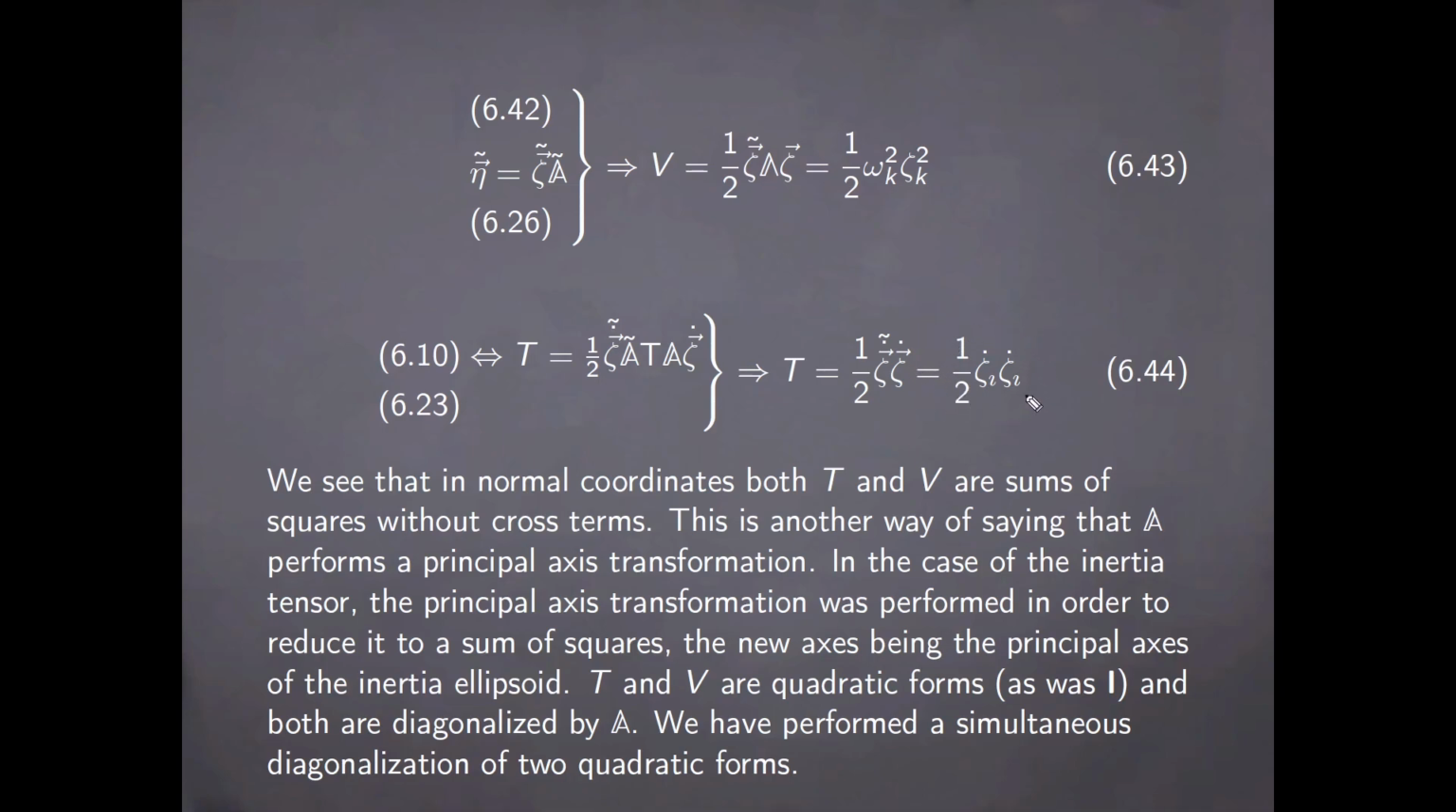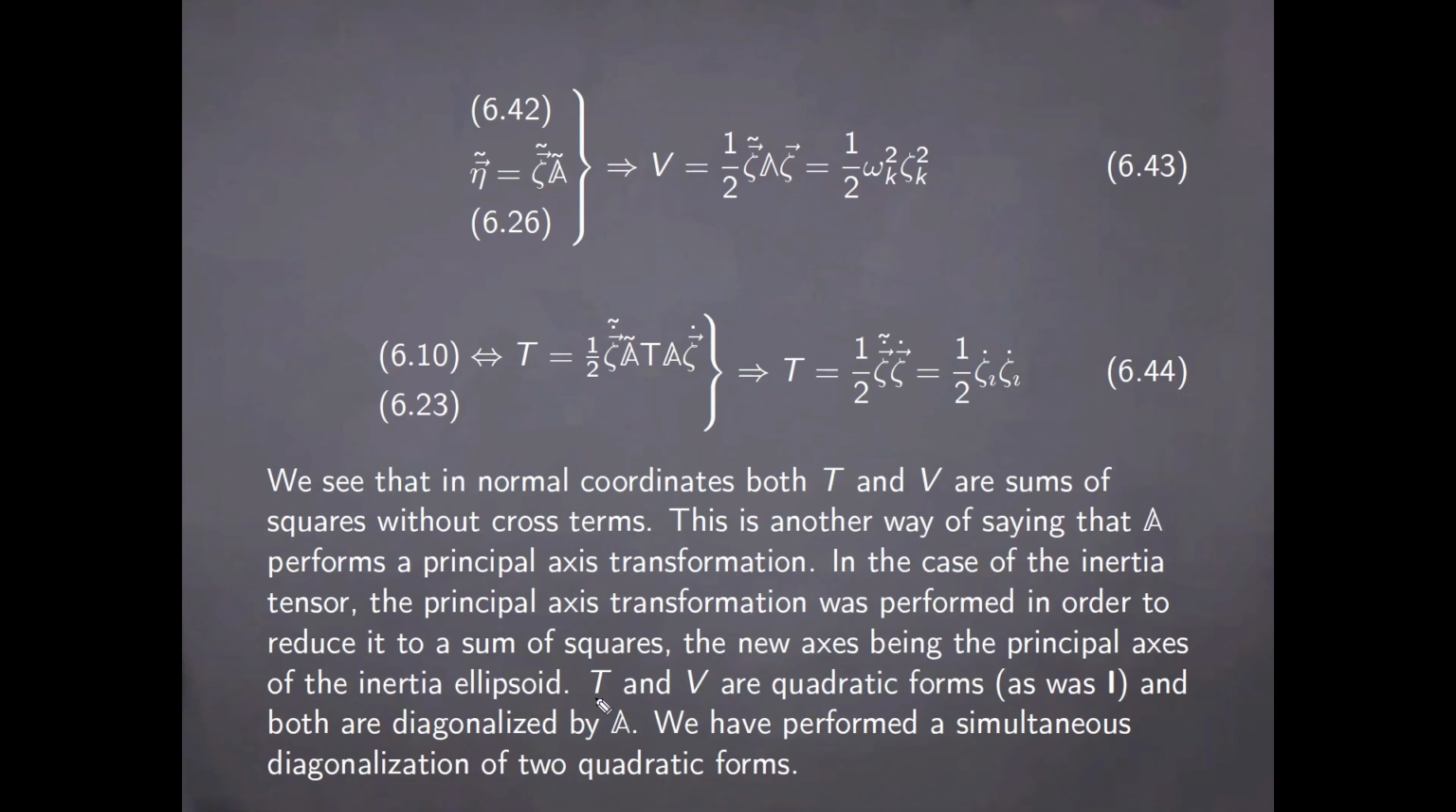of the shape here. So what we see is that when mapping the problem in normal coordinates, both the kinetic and the potential energy are sums of squares without cross terms. And this is another way of saying that the matrix of eigenvectors A performs a principal axis transformation. In the case of the inertia tensor, the principal axis transformation was performed in order to reduce it to a sum of squares, the new axes being the principal axes of the inertia ellipsoid.